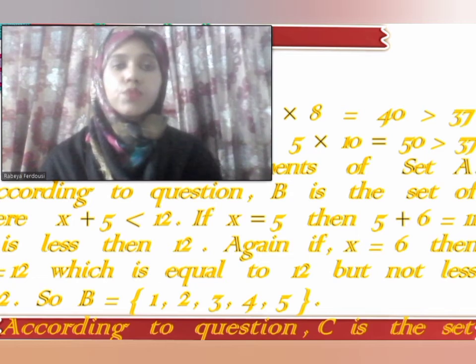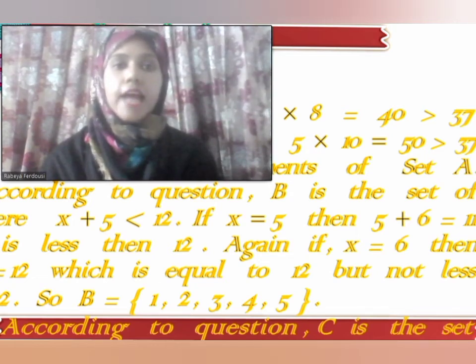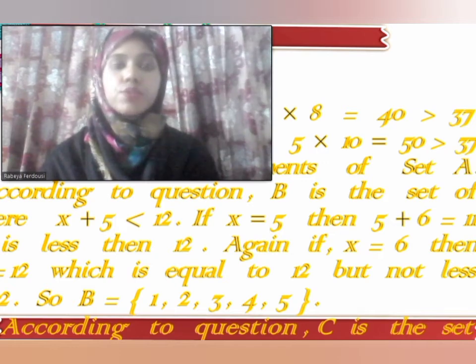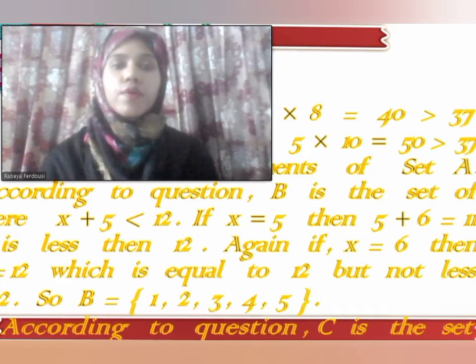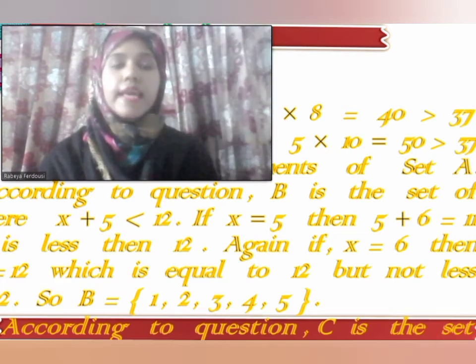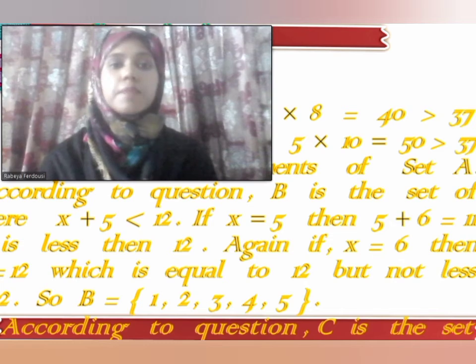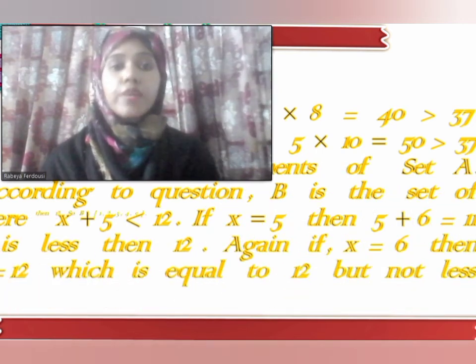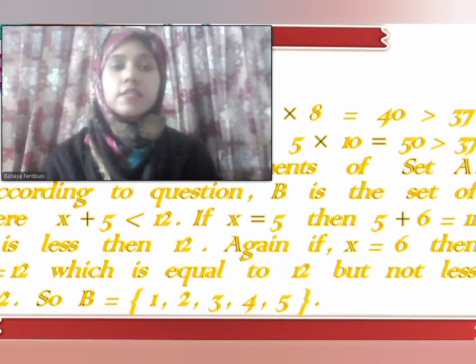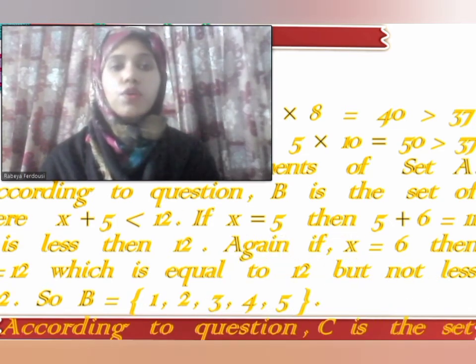After that, we will solve the elements of set B. According to our question, set B is equal to x such that x plus 5 is less than 12. If x is equal to 1, then 1 plus 5 is equal to 6, which is less than 12. Again, if x is equal to 6, then 6 plus 5 is equal to 11, which is less than 12. But if x is equal to 7, then 7 plus 5 is equal to 12, which is not less than 12 but equal to 12. So, we can say the elements of set B are 1, 2, 3, 4, 5, 6.